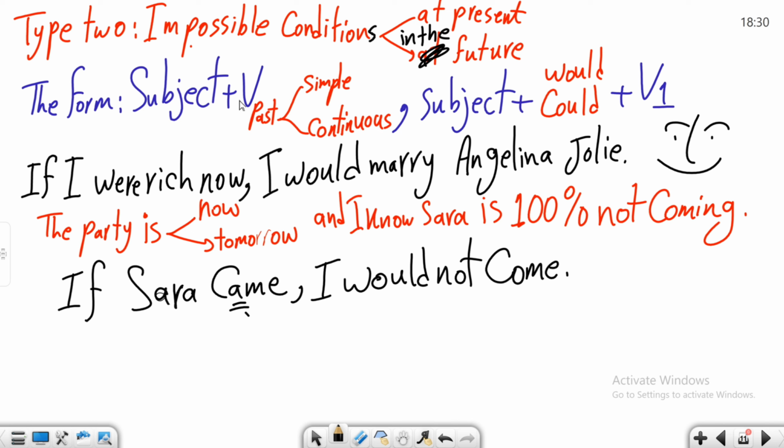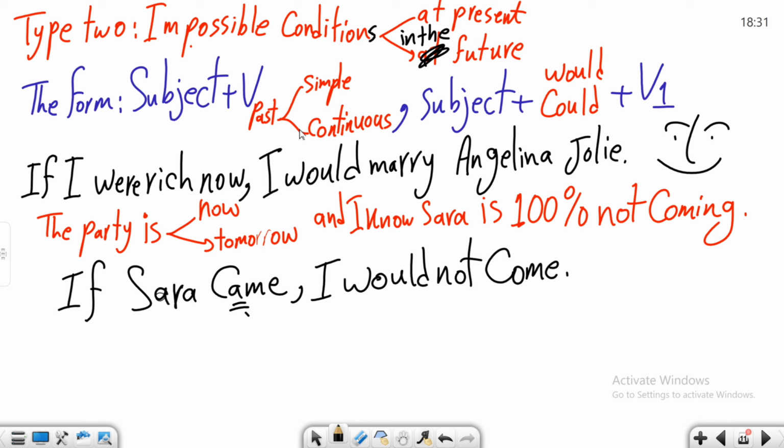We use subject plus verb, past simple and continuous. And here is the shocking point. Here is the turning point that a lot of students always complain about, which is: teacher, you said that we use type 2 to talk about impossible conditions at present or in the future. So you're talking about present and the future. How can you use past simple to talk about something at present or in the future?